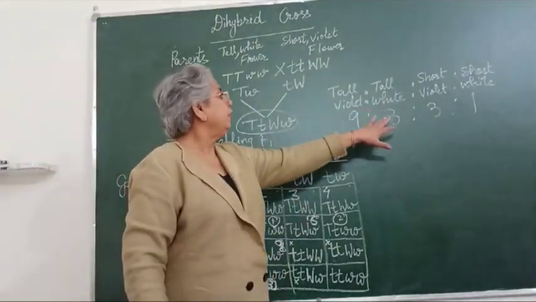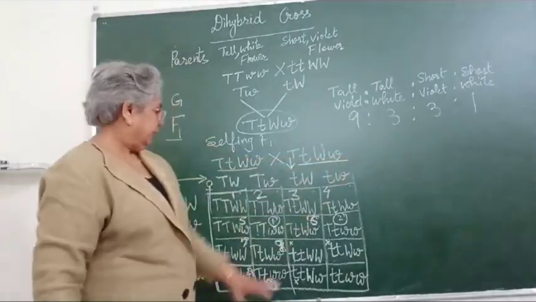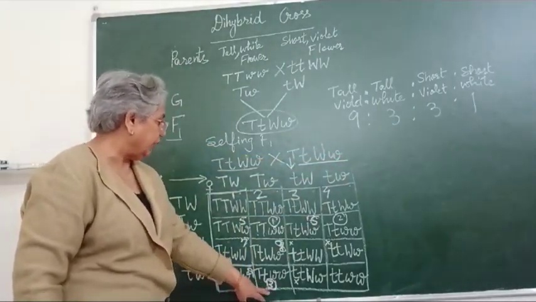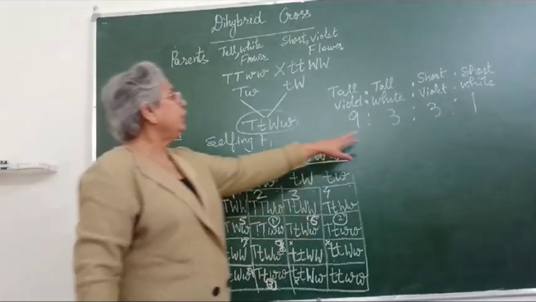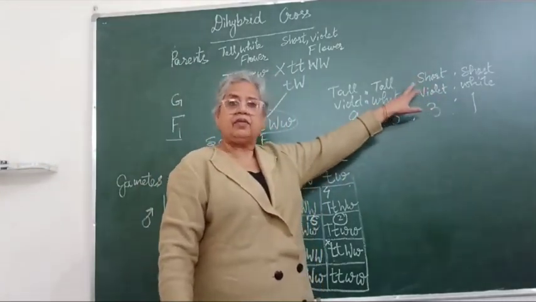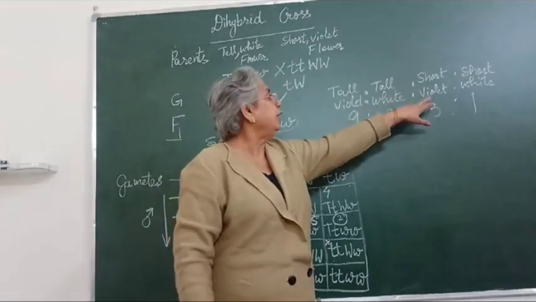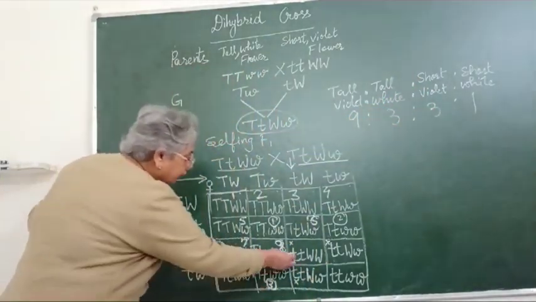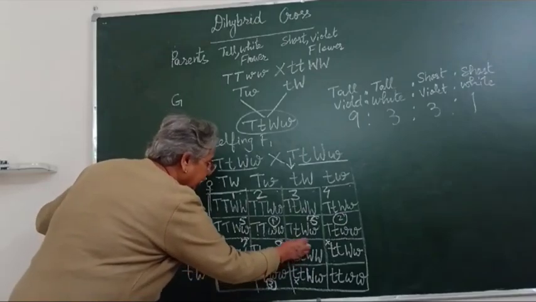So tall and white are also 3. Okay, tall and white, not tall violet, tall and white. Okay. Then we have to look for short and violet. Now short is the recessive trait and violet is the dominant trait. So this will be short and violet, number 1.